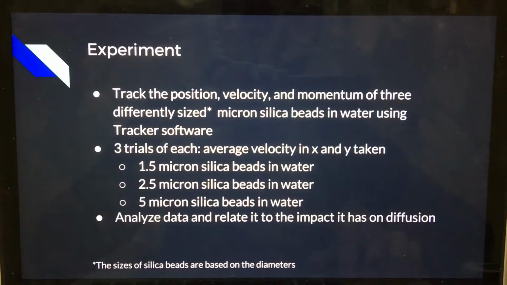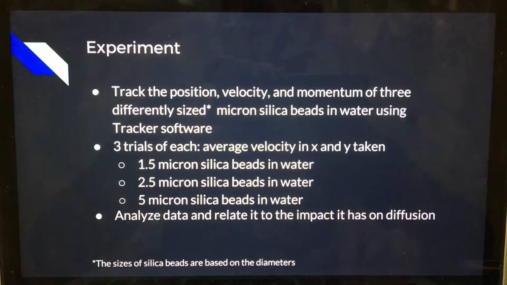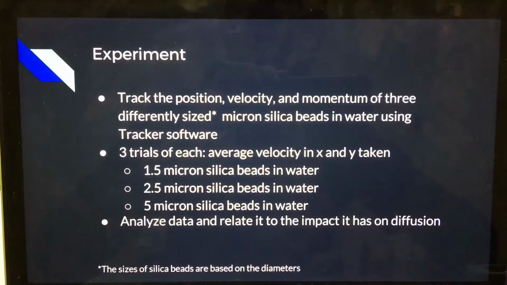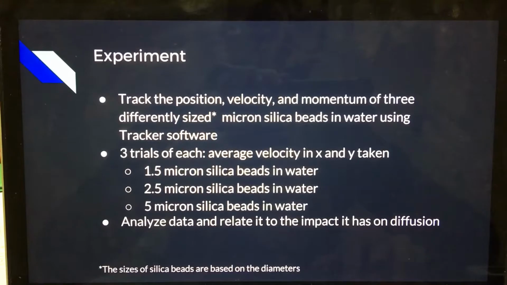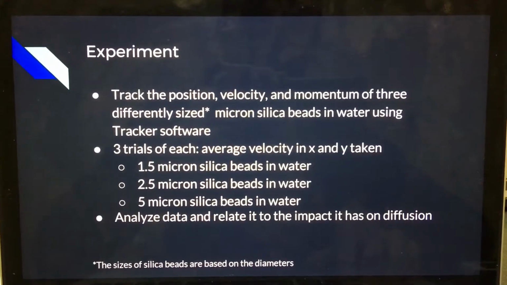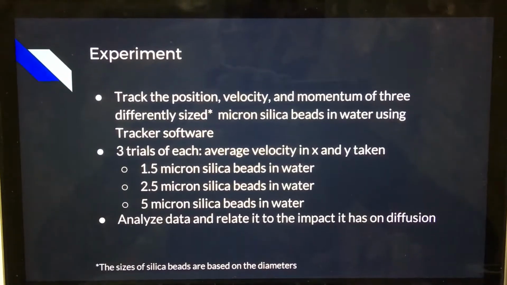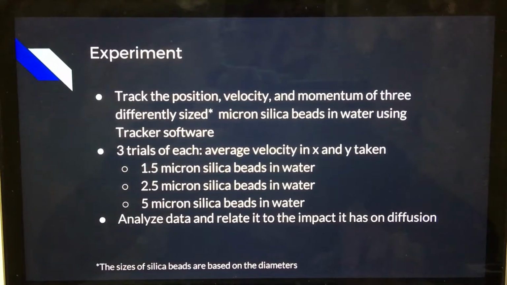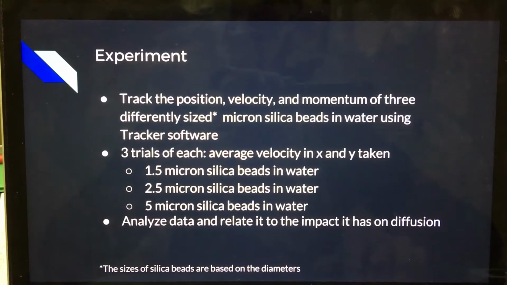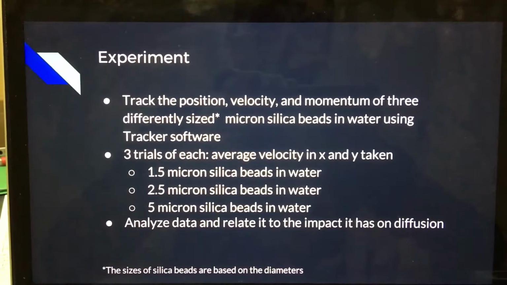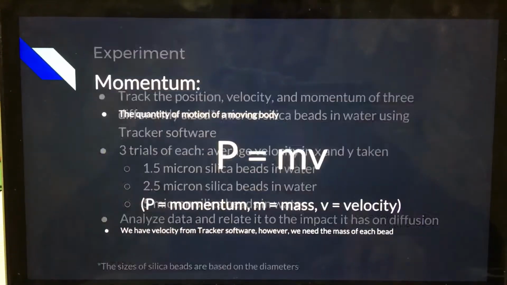In our experiment, we tracked the position, velocity, and then calculated momentum of the 3 differently sized silica beads in water, and we used the tracker software. We did 3 trials of each, finding average velocity in the X and Y direction of the 1.5, 2.5, and 5 micron silica beads. We then used the data and analyzed it to find the impact it has on diffusion.